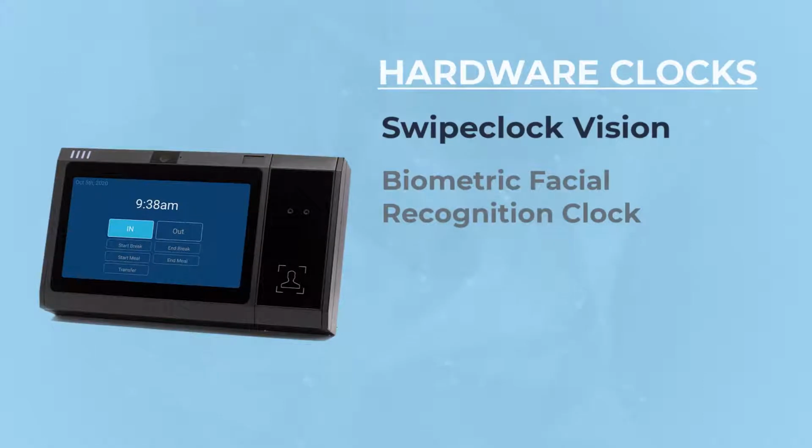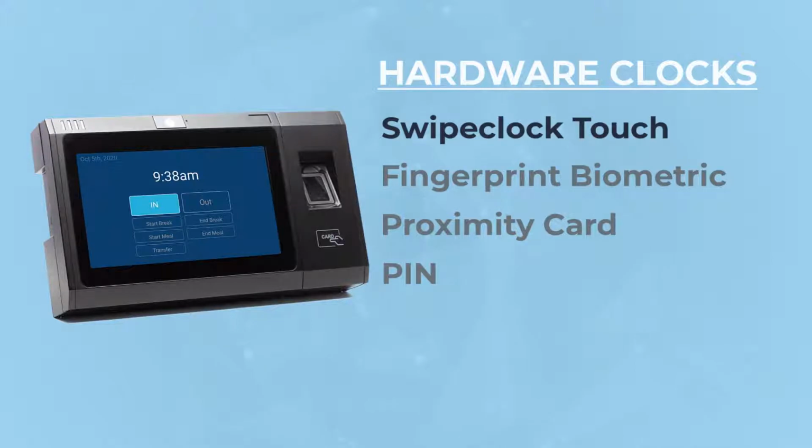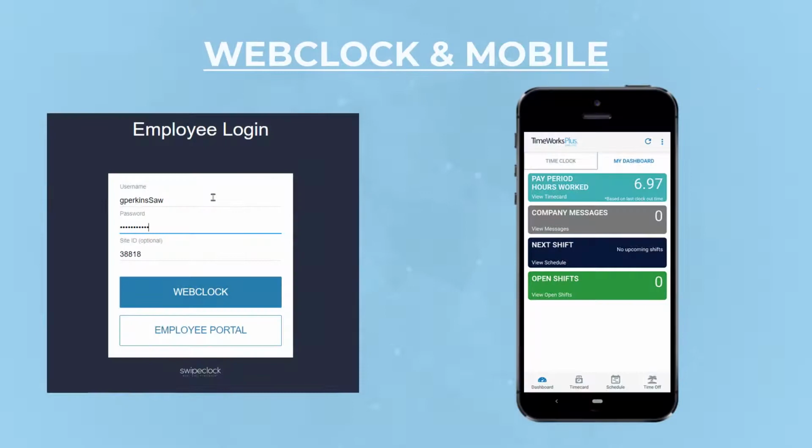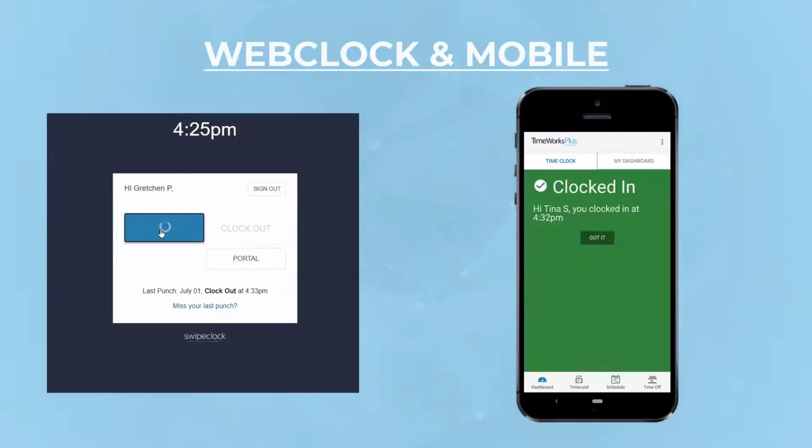SwipeClock Vision is a Wi-Fi enabled clock that records various minutiae of an employee's face to identify them when punching in and out. SwipeClock Touch is another Wi-Fi clock that combines fingerprint authentication with ProxCard and PIN entry methods. But we also offer more portable solutions. The web clock and our mobile app, TimeWorks Plus Employee, provide a ready-to-go clock requiring no physical setup.